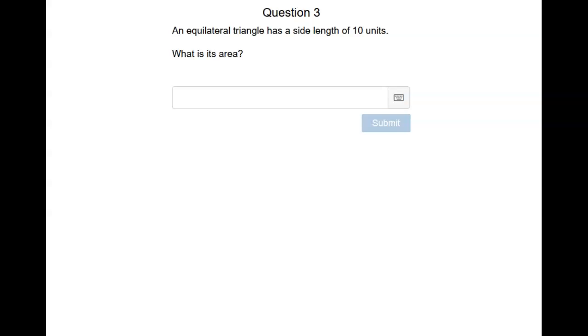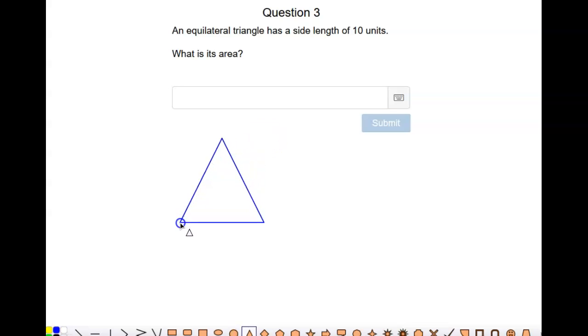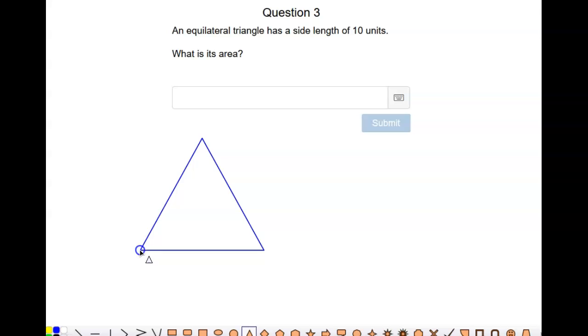An equilateral triangle has a side length of 10 units. What is its area? So I'm just going to draw us a triangle here really quick, and we're going to pretend like it's an equilateral triangle. I don't know, how's that look? Pretty darn good if you ask me.